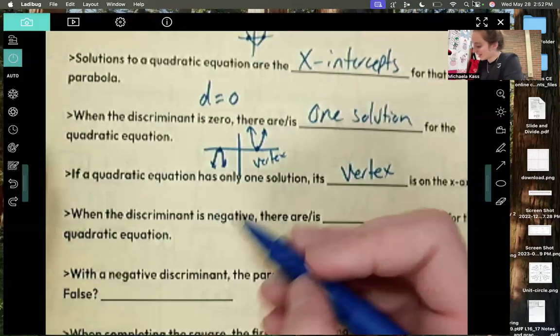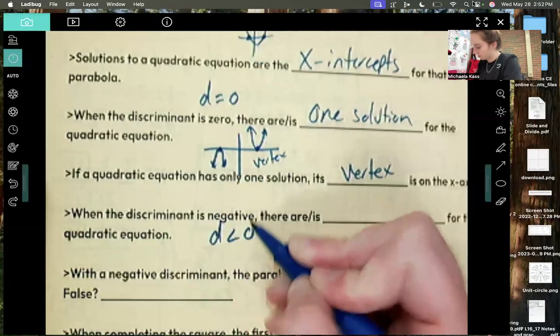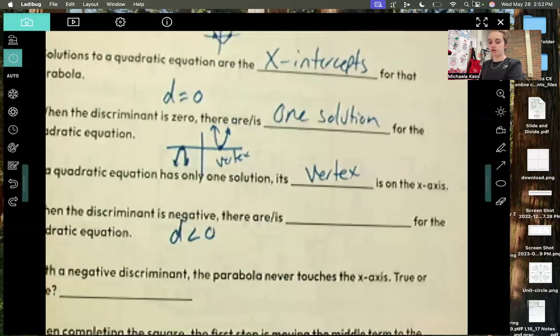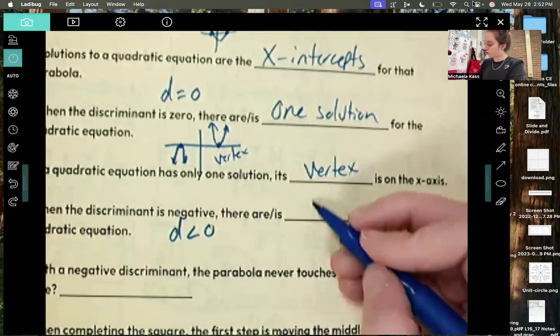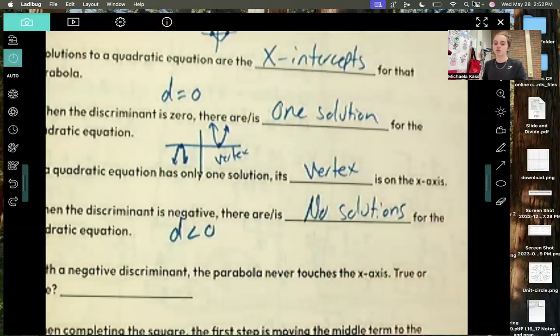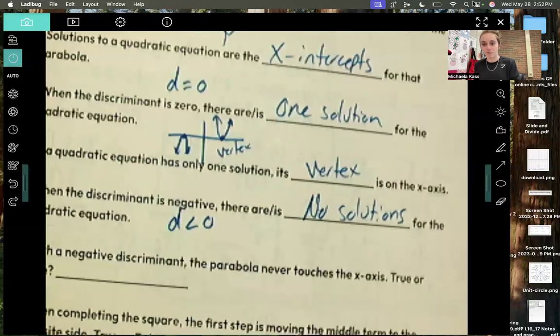When the discriminant is negative, so when D is less than 0, there are blank solutions for the quadratic equation. There are no solutions. If your discriminant is a negative answer, there are no answers. You don't have to do the quadratic formula. You're done. Your answer is to write no solutions. Okay? That is your answer.